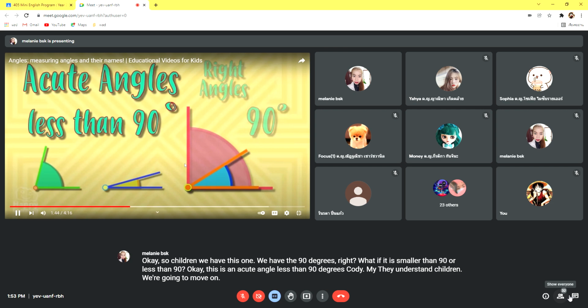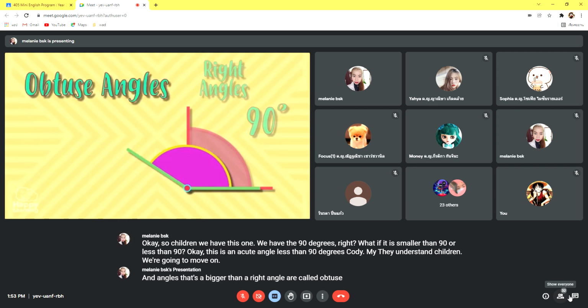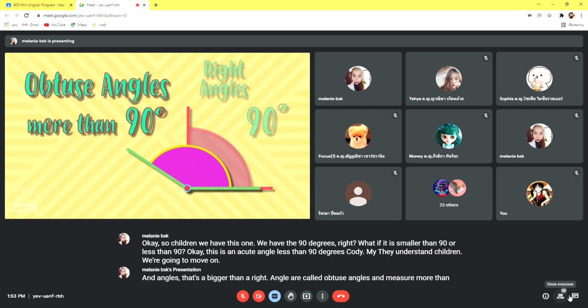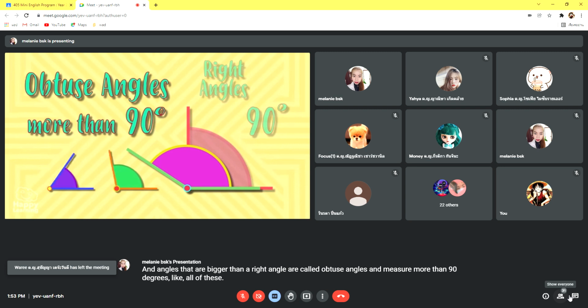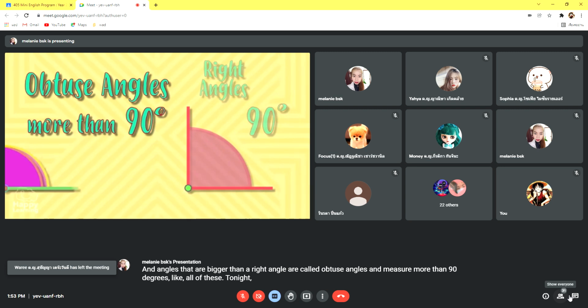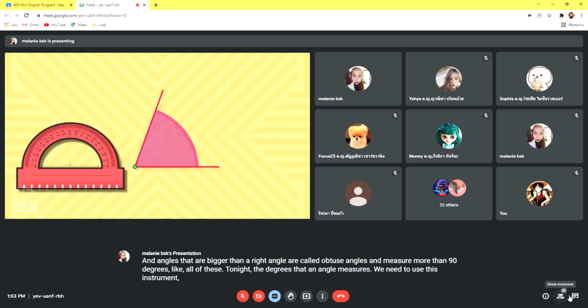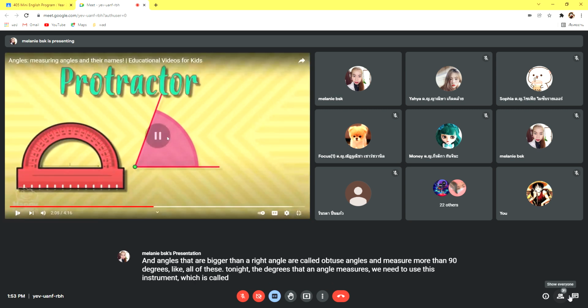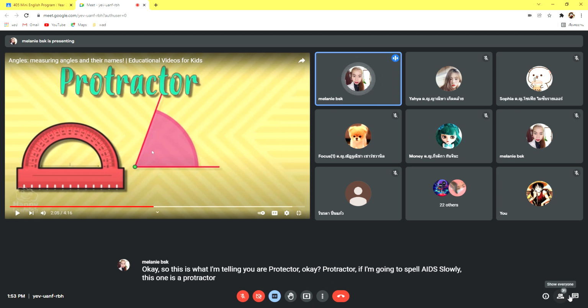And the angles that are bigger than a right angle are called obtuse angles and measure more than 90 degrees, like all of these. To know the degrees that an angle measures, we need to use this instrument, which is called a protractor. Okay, so this is what I'm telling you, a protractor. Okay, protractor, if I'm going to spell it slowly. This one to measure the angle.